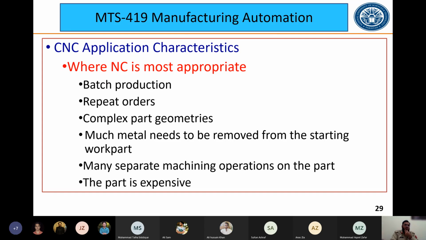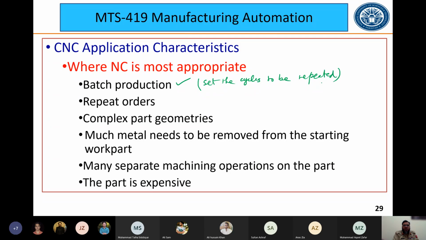All right, now where the NC machines are most appropriate. Okay, we know this, we already talked about it a lot. So it is good for batch production, good for repeat orders. So how batch production? You can set the cycles to be repeated.